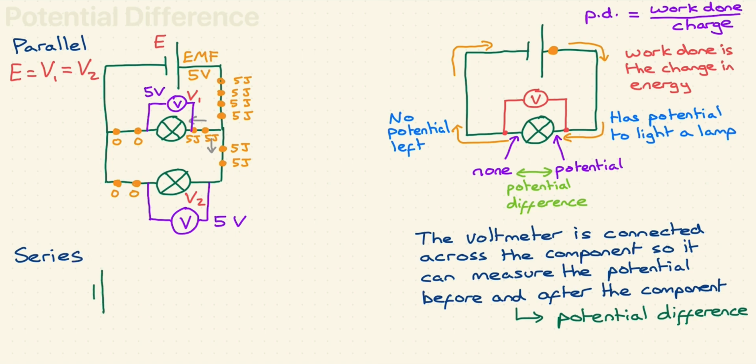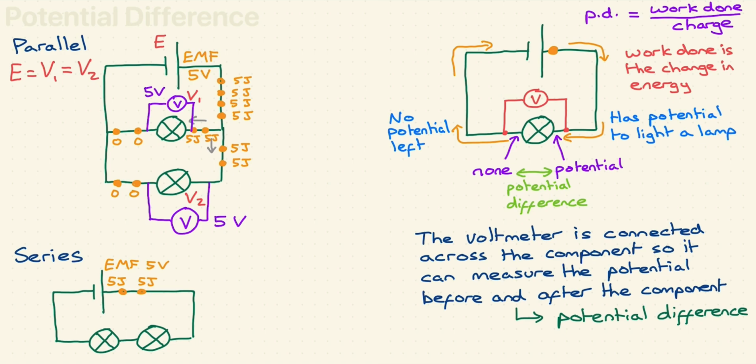What about a series circuit? Let's draw one here with 2 lamps in series with a cell. Again, the cell will provide 5 joules to each unit of charge, so the EMF is 5 volts. This time in a series circuit, both lamps will light up, which means they must both get energy. The 2 lamps can't both get 5 joules of energy from the charge because the charge doesn't have enough. It only has a total of 5.